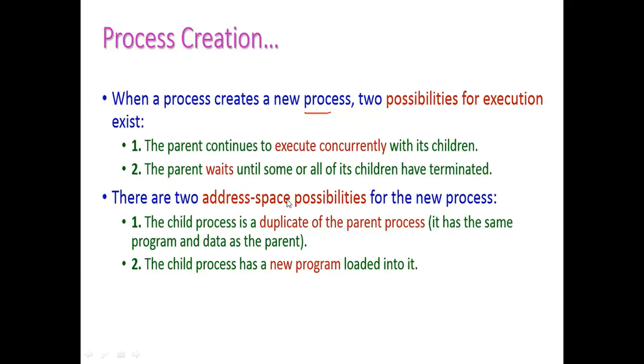There are two address space possibilities for a new process. The first possibility is that the child process is a duplicate of the parent process. When the child process is created, it may be a duplicate of the parent process, having the same program and data as the parent process. The second case is that the child process has a new program. That is, the child process has its own program which will be loaded into memory for execution.